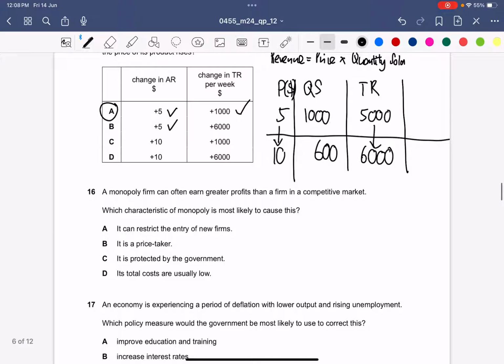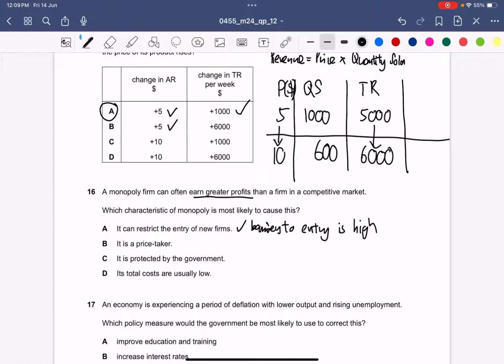Question 16. A monopoly firm can often earn greater profits than a firm in a competitive market. Which characteristic of monopoly is most likely to cause this? Earn greater profits. It can restrict the entry of new firms. Yes, because in a monopoly, the barriers to entry are very high. This prevents other firms from entering the market, so the monopoly can set a really high price to maximize the profits. Yeah, this is the correct answer.